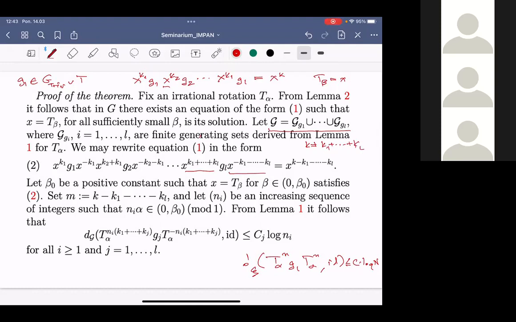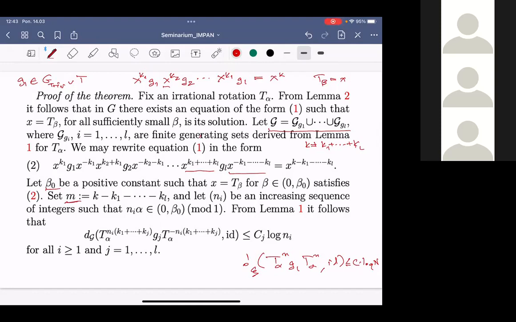So this is non-zero. This power is non-zero. And we said that k minus k1 minus kl is equal, we put that this is m. And we know that for sufficiently small beta, so for beta less than, say, beta 0, x equal to t beta will satisfy this equation.